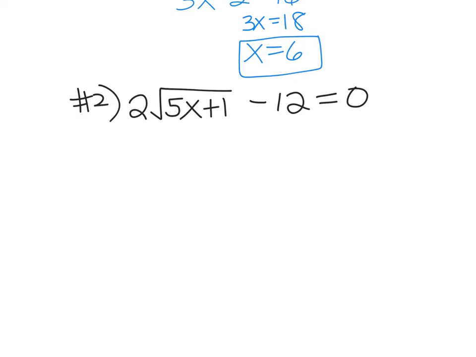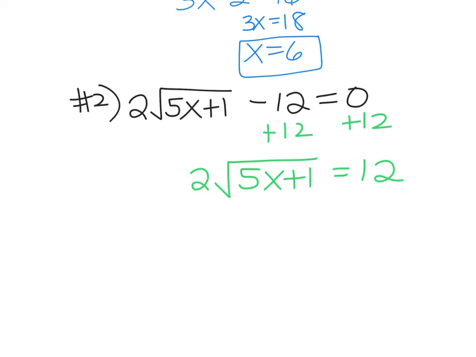And we want to, first step is to isolate the radical. So see that square root right there? We've got to get it by itself. So our first step is to add 12 to the other side. Your first step is to add or subtract anything, if possible. You add that over, and you end up with 2 square root 5x plus 1 equals 12.